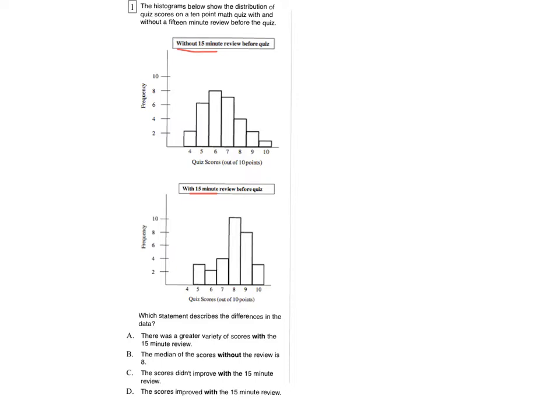Option A says there was a greater variety of scores with the 15-minute review. So that's saying that this one has a greater variety. I would say that that's not true because if you talk about variety of scores, this one does not have a 4 right there. So there's actually less variety there.